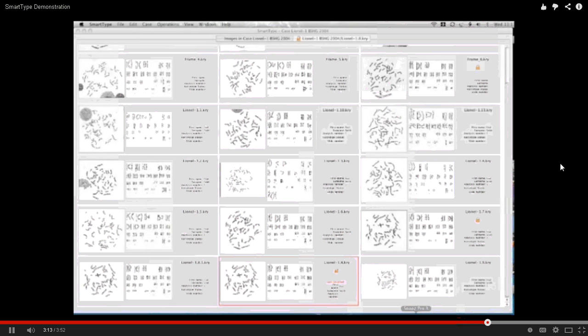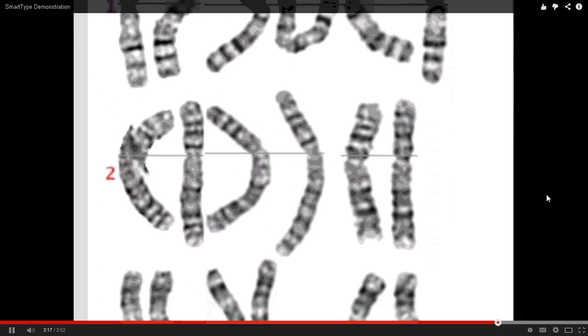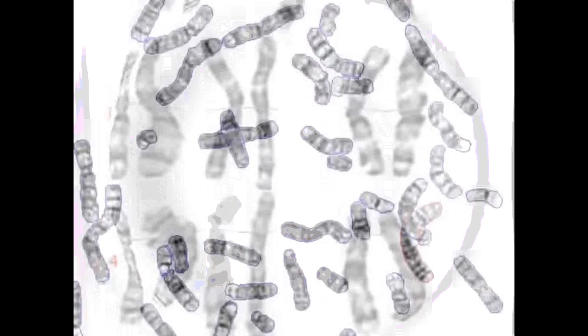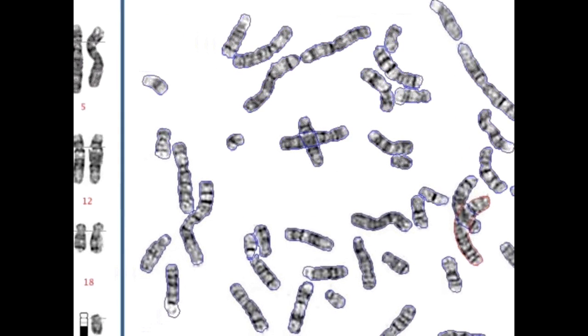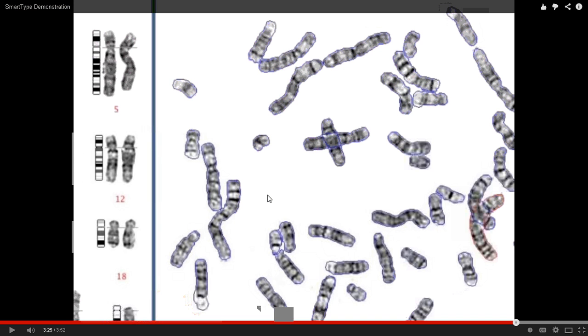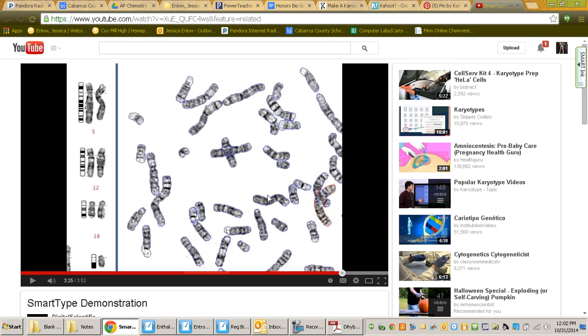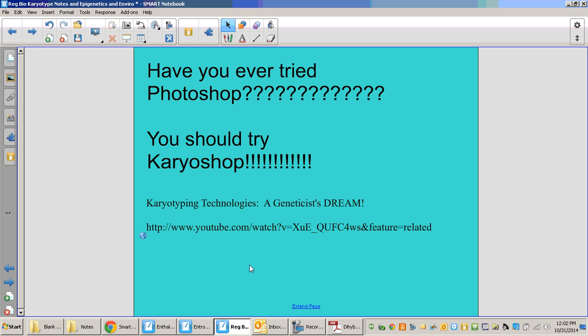A gallery view lets you see all the karyotypes belonging to a case, and the composite view lets you see multiple karyotypes grouped by chromosome. SmartType runs on Apple Macintosh and on Windows PC. It's available as software. So you can actually buy that and arrange your own karyotype, which I thought was kind of cool. Kind of cool, people?